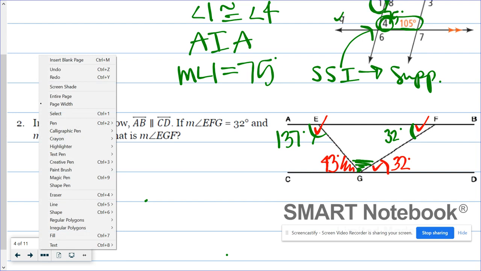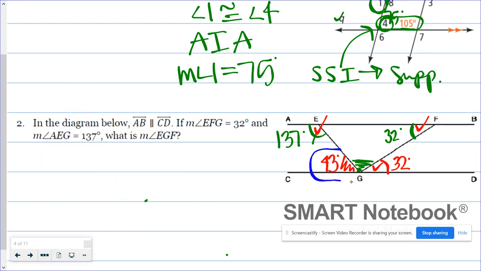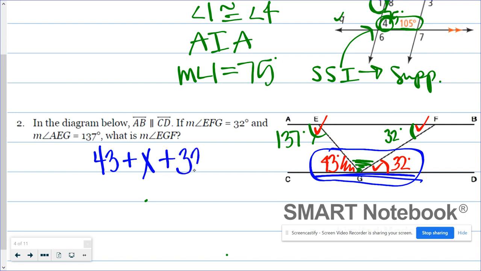And we can totally use the fact that all 3 angles down here make a straight angle, and we know straight angles are 180. So we know 43 plus our missing angle plus the 32-degree angle would be 180 degrees, which means that the measure of angle EGF is 105.